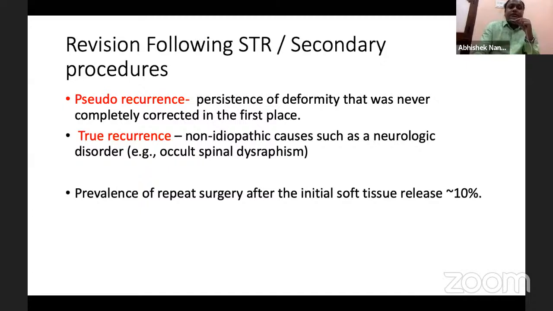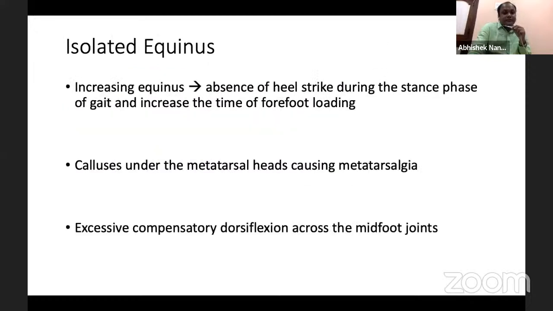So there are two kinds of recurrence which are described. One is pseudo, one is true. Pseudo recurrence is where there was a persistent deformity which was not corrected fully in the first place. True recurrence is from a non-idiopathic cause such as neurological, where it is occult spinal dysraphism. Generally the recurrence was found to be around 10%.